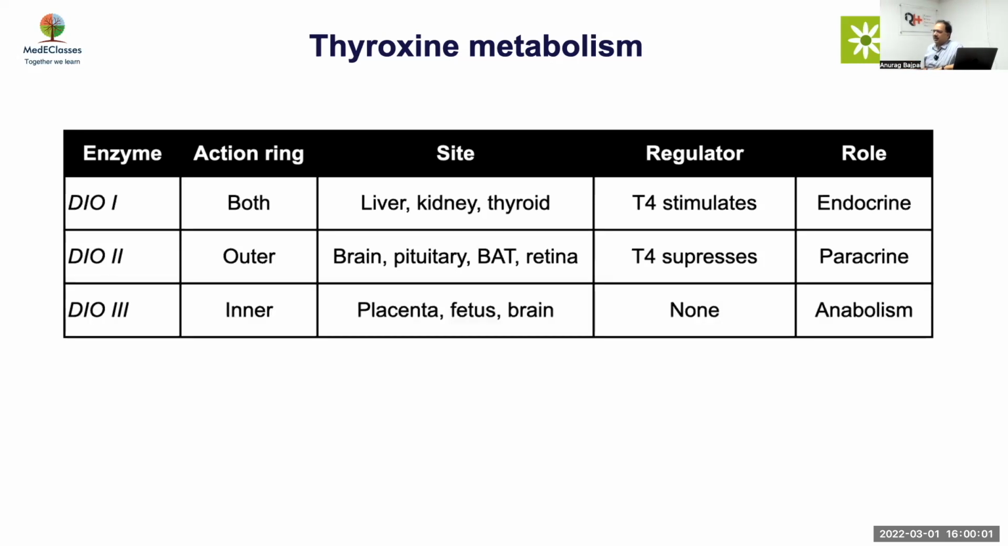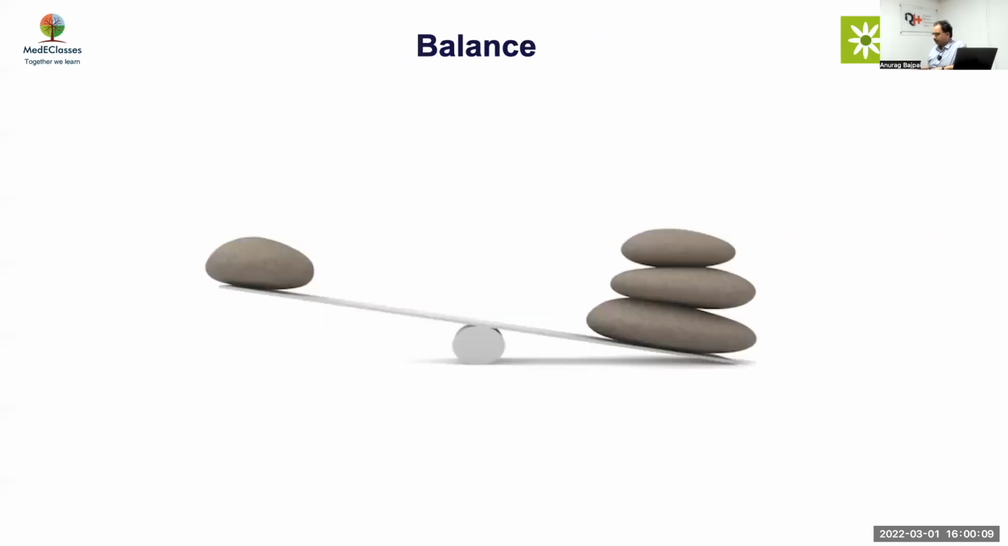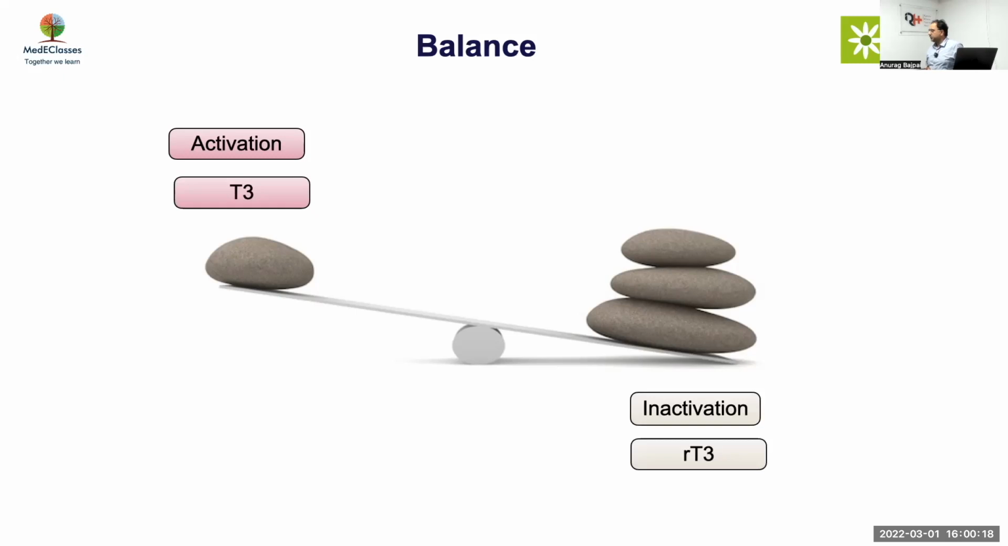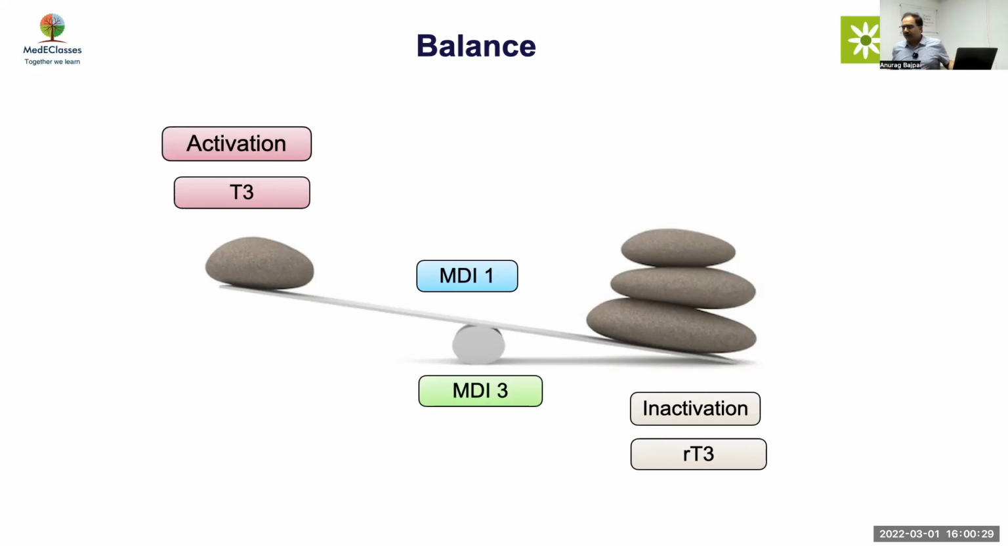And DIO3 is mainly in the placenta. You don't want too much of the mother's hormone coming to the fetus, and in some areas of the brain you don't want overexposure. That's why it is working. So the balance in thyroid hormone is basically achieved via activation or inactivation. Activation means T3, inactivation means rT3, and this balance is mediated via DIO1 or monodeiodinase 1, which causes activation, and it is suppressed via DIO3, which causes inactivation. So this is how it is important. The acute regulation of thyroid function is largely at the level of local enzymes.